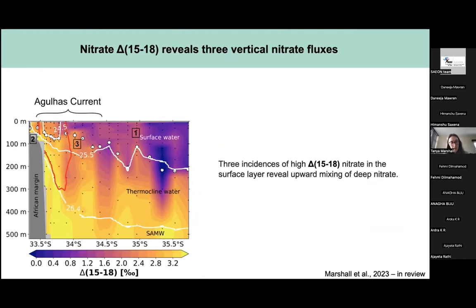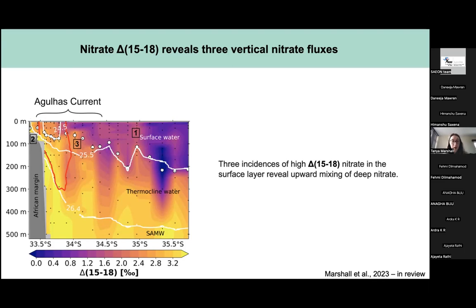So when we look at the delta 15N/18O, now I've annotated on here, what we see is 3 incidences of high delta 15N/18O nitrate in the surface. Okay, so I've annotated 1, 2, and 3, and this reveals that deep nitrate has been injected into the surface layer. There's no other way to raise delta 15N/18O in the surface. So it's tracking that deep nitrate has been injected into the surface.